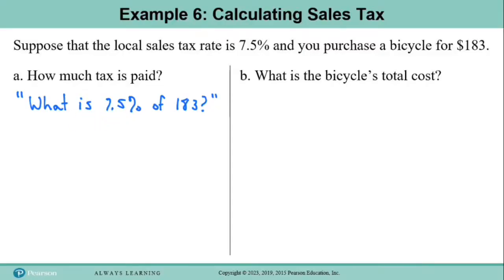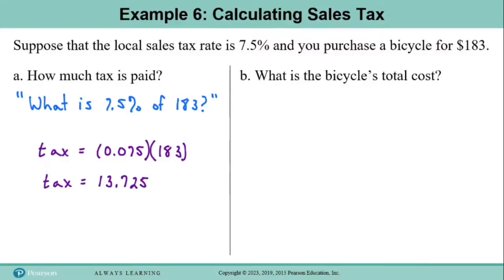So what we're going to have is that our tax is equal to 0.075 times 183. So on your calculator, you can calculate this value, and you'll find that the tax is equal to $13.725. Now, our money system does not allow us to pay in something less than 100th.